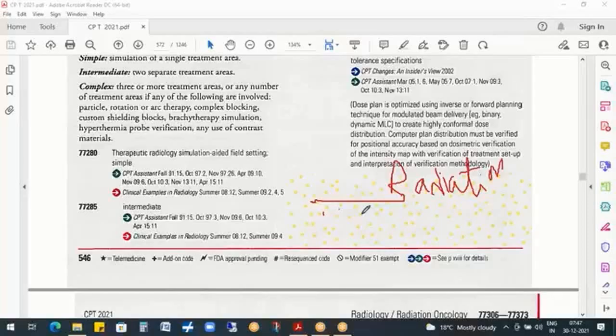Planning, simulation and delivery codes are based on number of treatment areas.